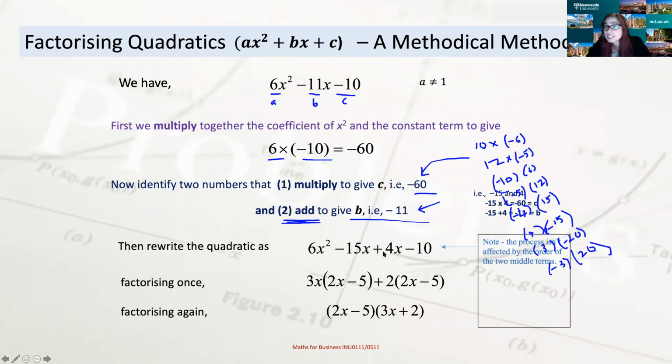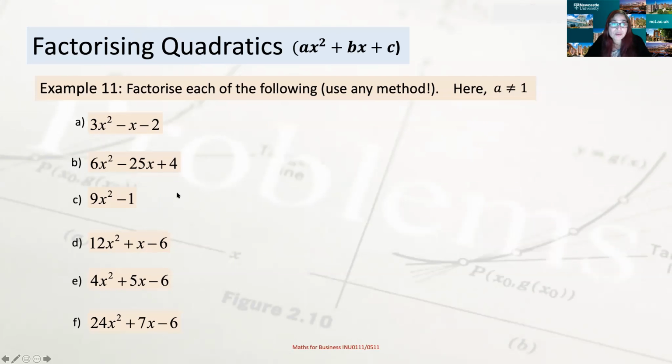Okay, so you can do it the other way also. There's nothing wrong. You can write 4x here and minus 15, just like how I've shown here. Yeah, 6x squared plus 4x minus 15x minus 10. That's correct too. You will get the same answer. That's the beauty of maths. 3x plus 2 times 2x minus 5. Good. Okay, this is for you. Guys, you try this out.